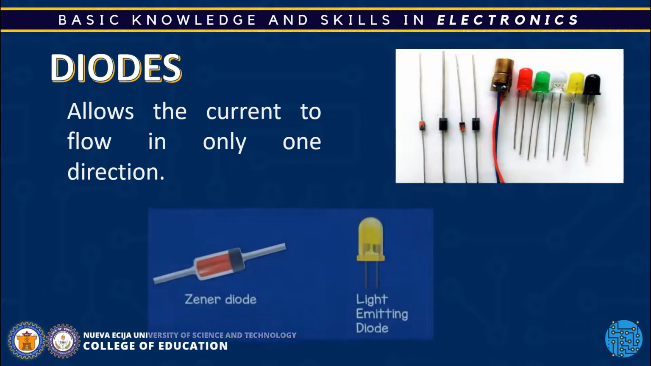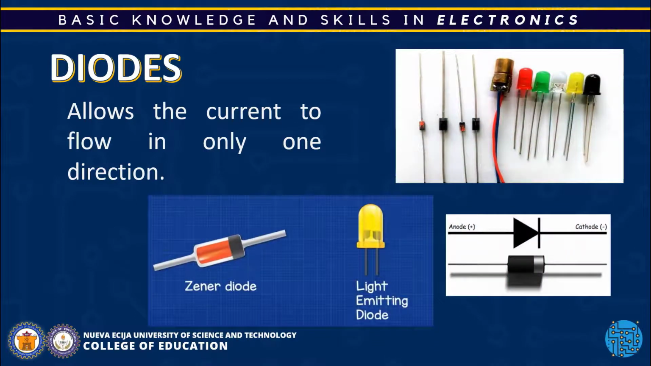Next is the diodes. It allows the current to flow in only one direction. We use diodes to control the direction of current flow in a circuit. That is useful, for example, to protect our circuit if the power supply was connected back to front. The diode can block the current and keep our components safe.